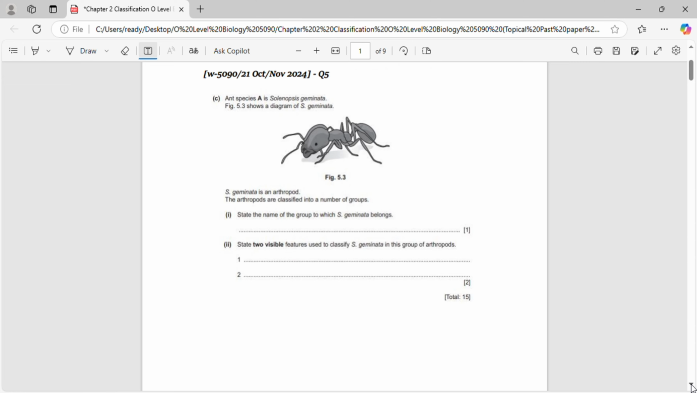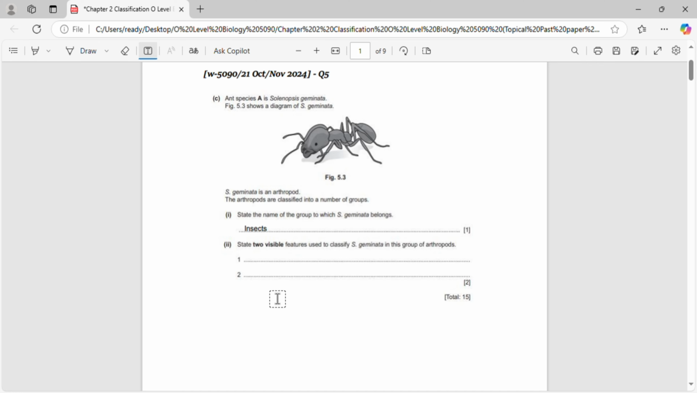It's question number 5, and part C is the one related to our chapter. The question states that ant species A is Solenopsis geminator, which is the binomial name for this ant. It also mentions that these ants belong to arthropods, a group further classified into subgroups. In part 1, we need to identify the arthropod group to which S. geminator belongs. Since ants are insects, we will write that they belong to the group insects.